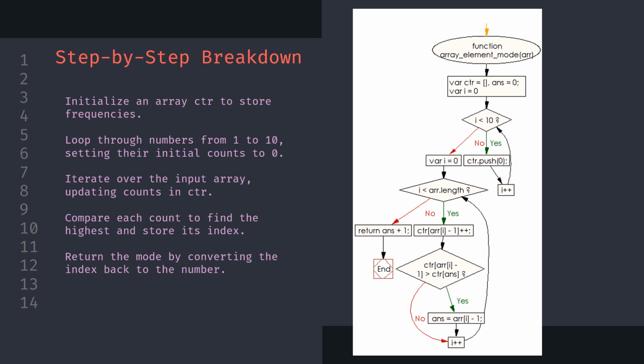The program uses two loops, one for initialization and another to count and determine the mode. The process ensures efficient identification of the most frequent element.